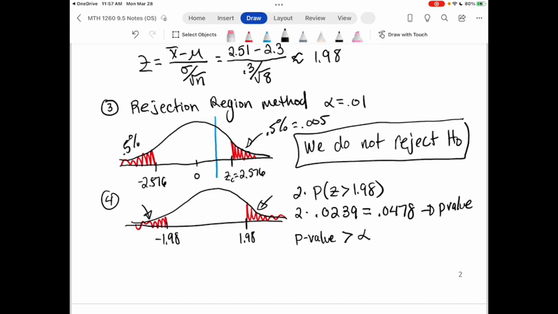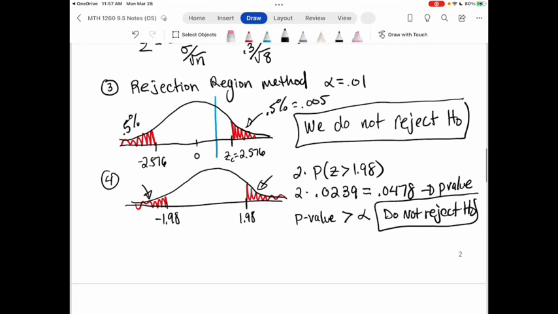So that tells me that since the p-value is greater than my alpha level, we're going to say do not reject the null hypothesis.